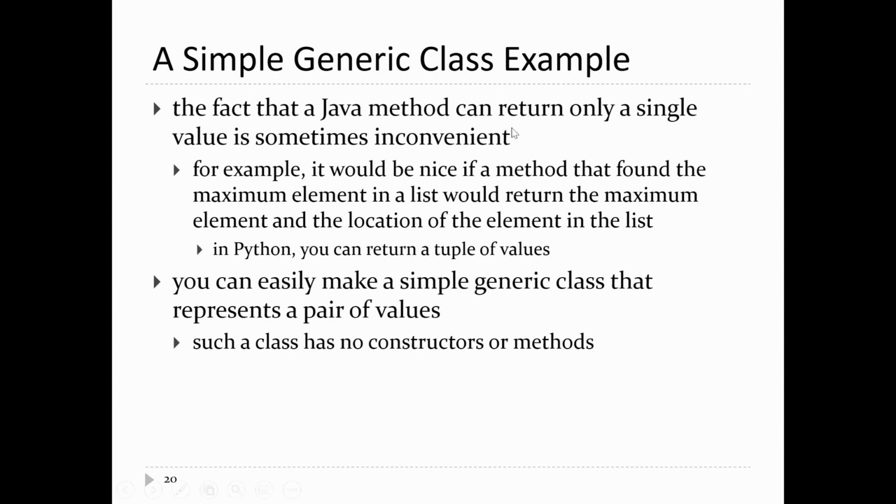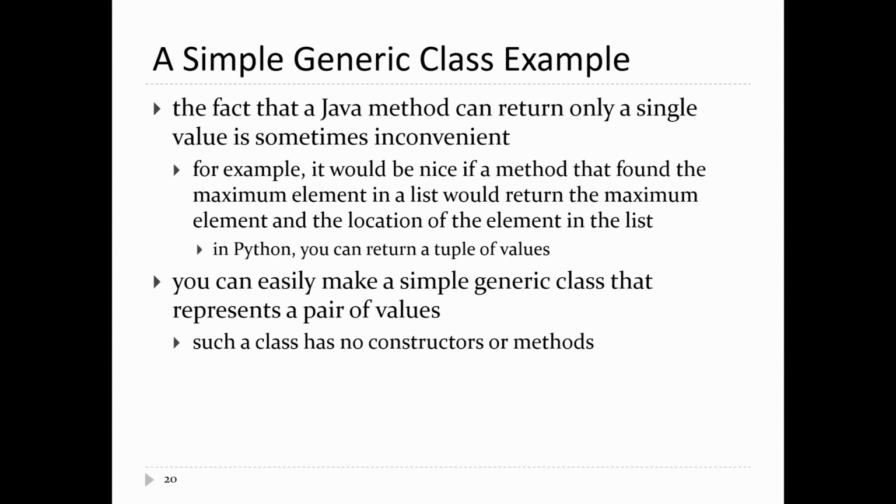Now in Java, you can only return a single value from a method, and sometimes this is inconvenient. If you want to find the max or the min of a collection, number one, you want the maximum or minimum value. Number two, if it's a list, you might want the index of that value, because you might want to change the value or something like that. So you might want to know where the value is located in your collection as well. In Python, this is easy to do. You just return a tuple. The first element of the tuple is the min or max. The second element of the tuple is the index.